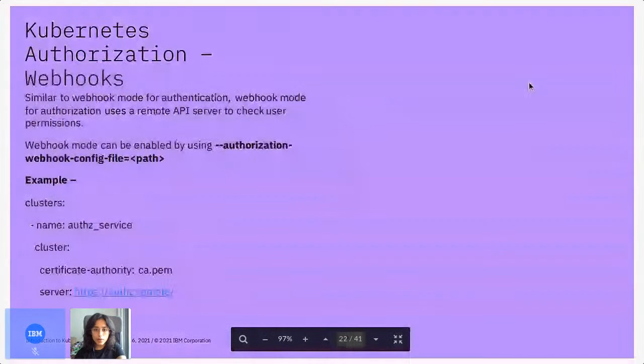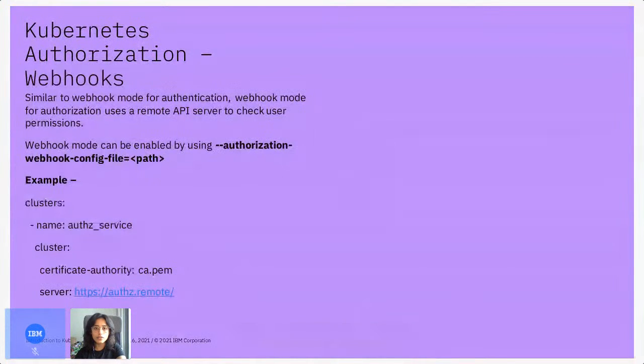The next one is webhooks. So again, similar to how we used webhooks in authentication, you can also use them for authorization, right? So again, have a remote API server to check the user permissions.